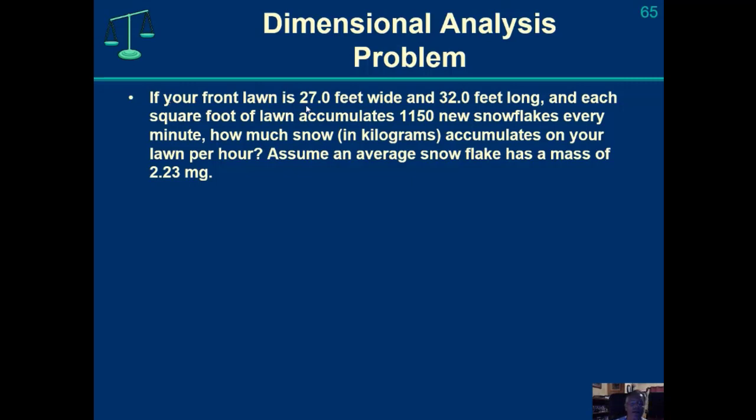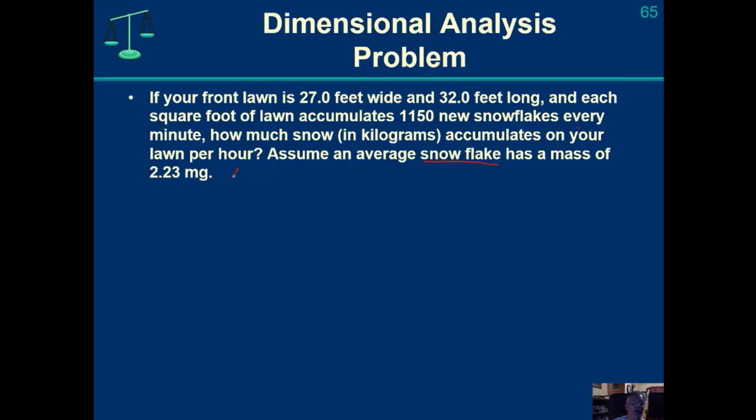If your lawn is 27 feet by 32 feet long, and each square foot of lawn accumulates 1,150 new snowflakes every minute, how much snow in kilograms accumulates on your lawn per hour? Assume the average snowflake has a mass of 2.23 milligrams. So that is a straight up conversion factor. One snowflake has a mass of 2.23 milligrams.